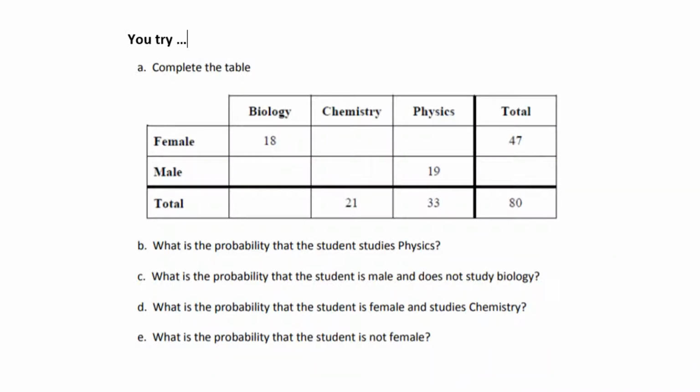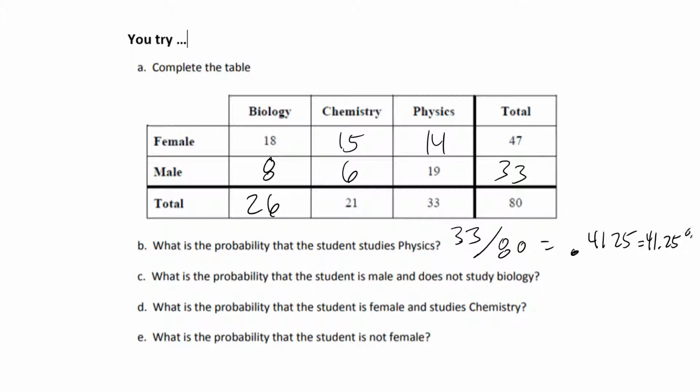So let me just rewrite and fill it up so we have clean numbers. 26, 15, 6, 14, and 33. All right, part B. What is the probability that students study physics? There are 33 total students out of 80. That gives us 33 divided by 80 comes out to be 0.4125, which is equal to 41.25%.